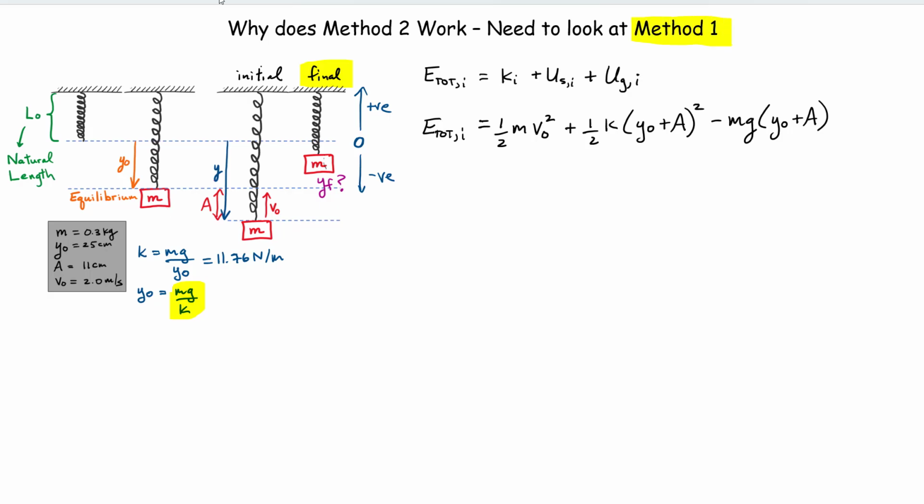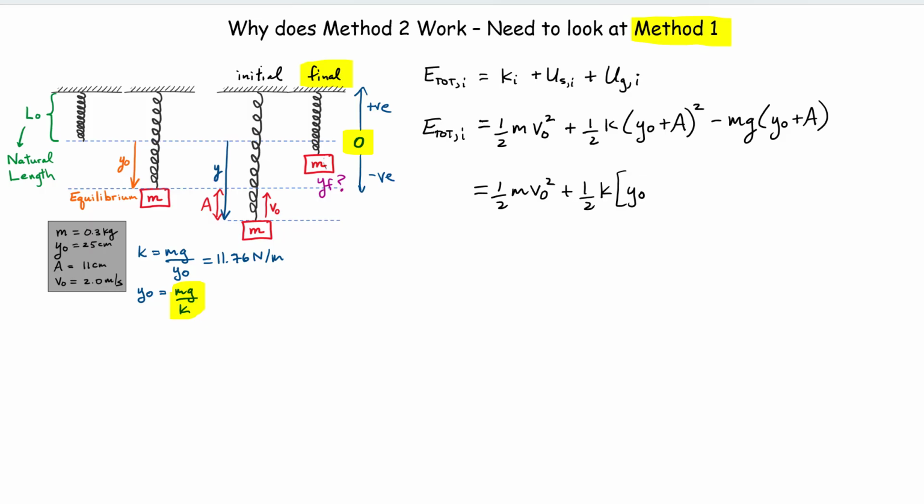So I go back to method 1 and my initial total energy that I had with respect to my zero position being here. Now, what I didn't do in the first problem is I didn't figure this equation out. I just substituted the numbers. But what if we did a little bit of algebra? What would it look like? What if I actually expanded these terms? So what do we get?